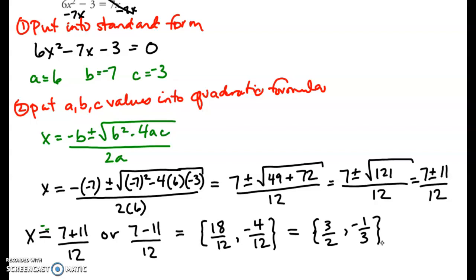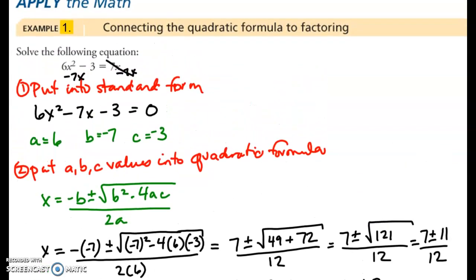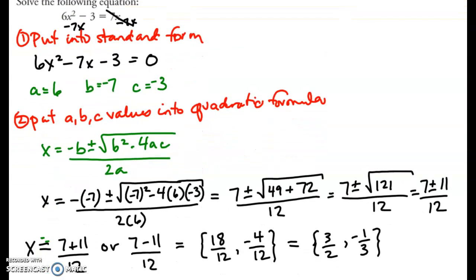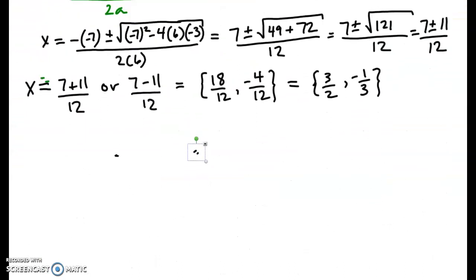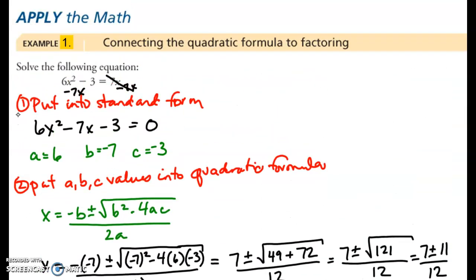And again, let's verify those. So we take those 3 over 2 and a negative 1/3 and put it into the original equation. Now normally, of course, I would do this underneath, but it's hard to see the original equation, so I'm going to scroll up and do it up here. So I had 6, and instead of x, I'm going to insert a 3 over 2, one of our possible answers, squared. Subtract 3 equals 7 times 3 divided by 2.